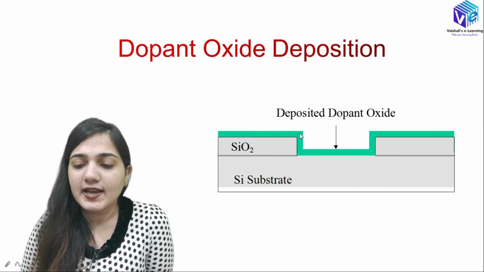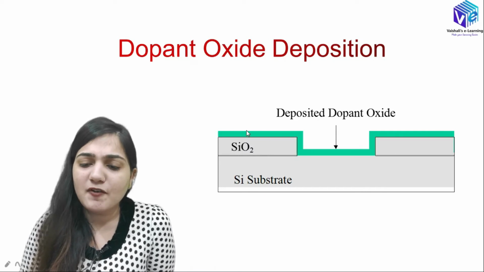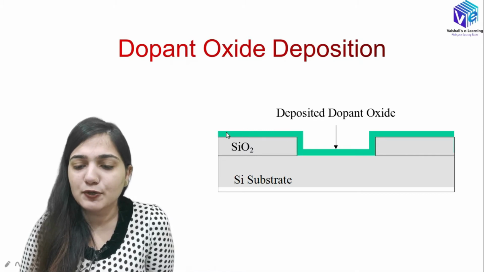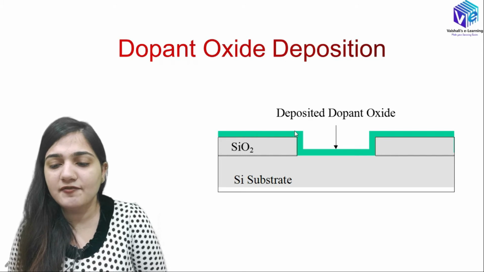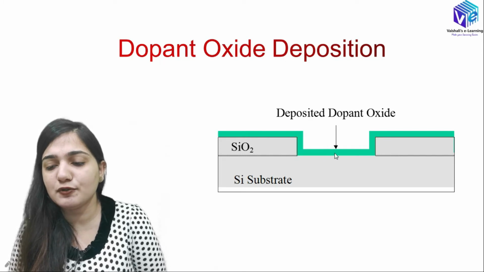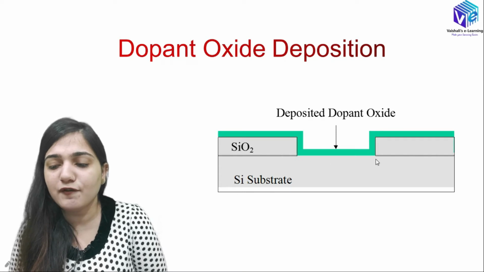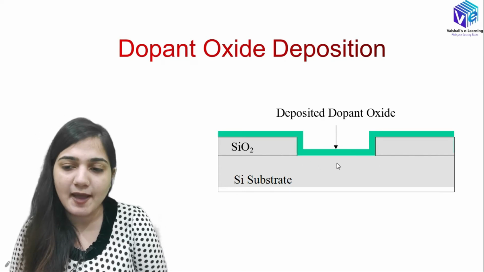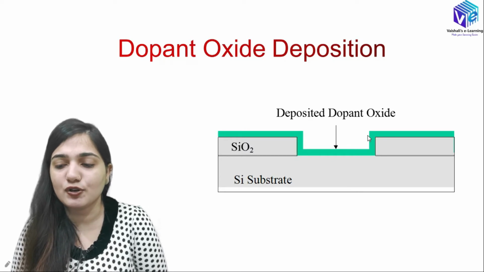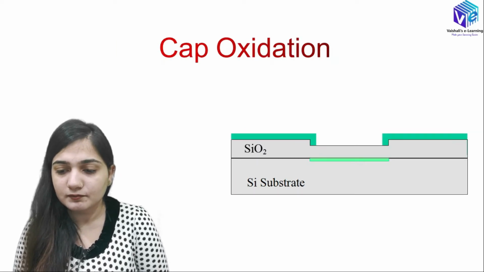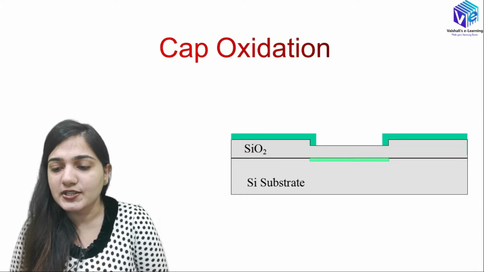and whenever I have the dopant oxide like B2O3 and POCl3, with the help of POCl3 I can get the P2O5. When we have B2O3 or P2O5 deposited, it can react with this silicon and form the silicon dioxide for the cap oxidation, and here I will be having the higher concentration of dopant atoms. So you can see here we have the cap oxidation layer.